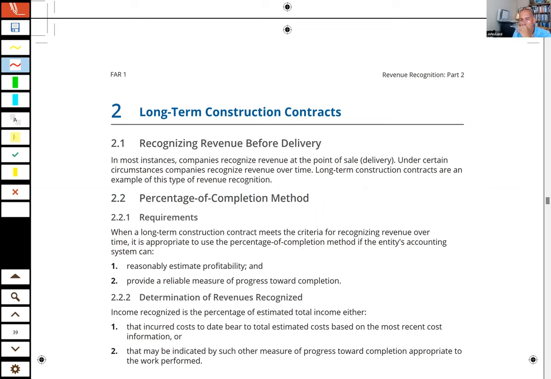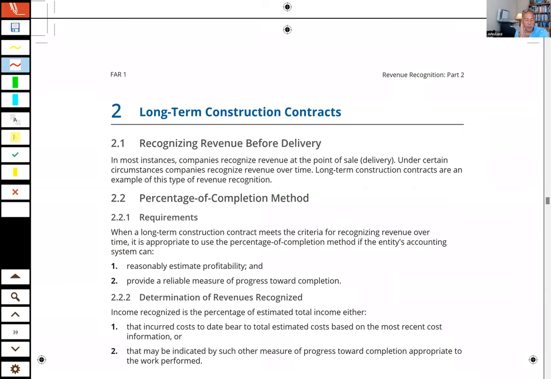Now, what happens if we don't have a reliable engineering estimate as to how far along we are? Well, if we don't have a reliable estimate, FASB says use the completed contract method. In other words, don't take any profit on this thing until you're done, since you don't have a reliable estimate as to how far along you are at any point in time.